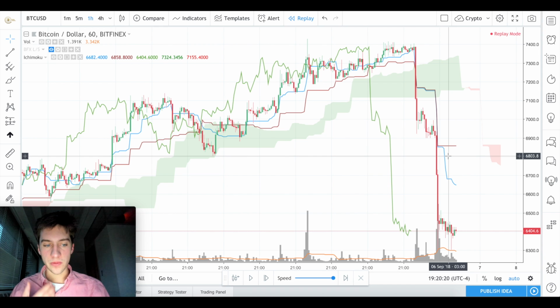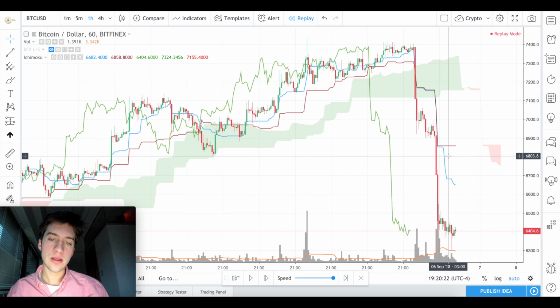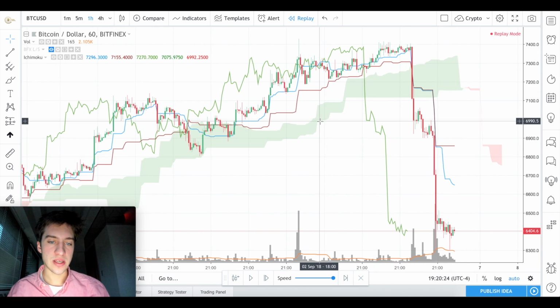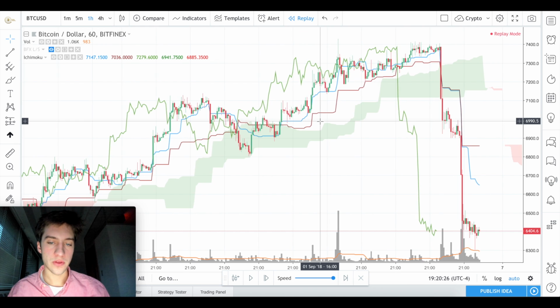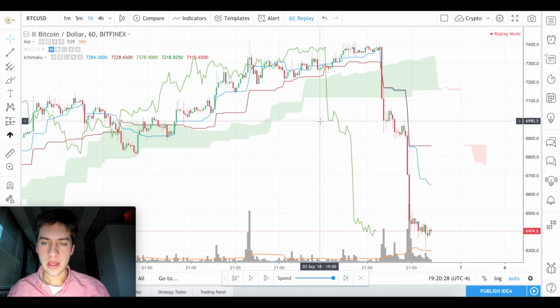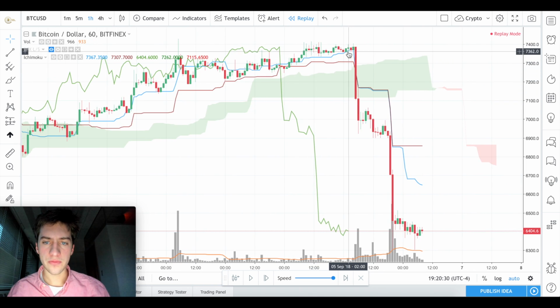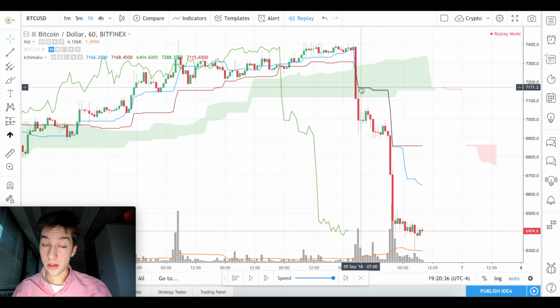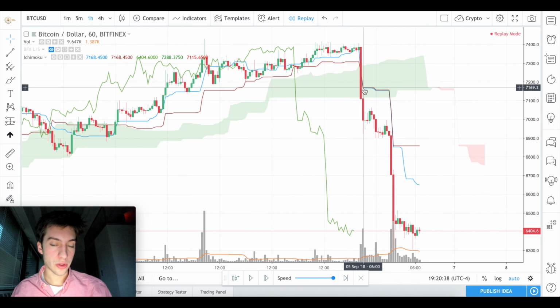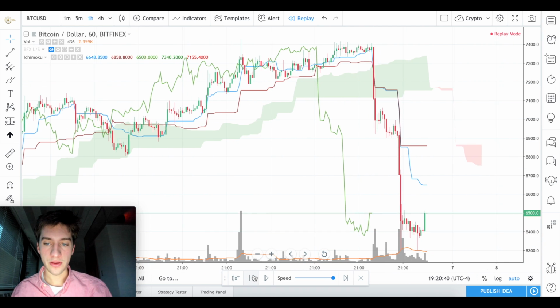So here I'm just talking about the cloud and the lagging span, but also the baseline and the conversion line. We can see the crossover of those two as well. And I think we got a conversion line baseline crossover right here, right after these candles. So this may have been a time to exit a long or to aggressively think about shorting, if we had thought of that.